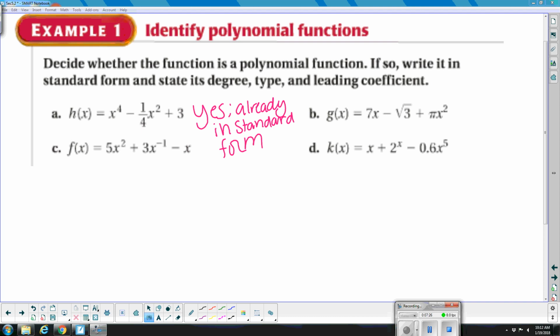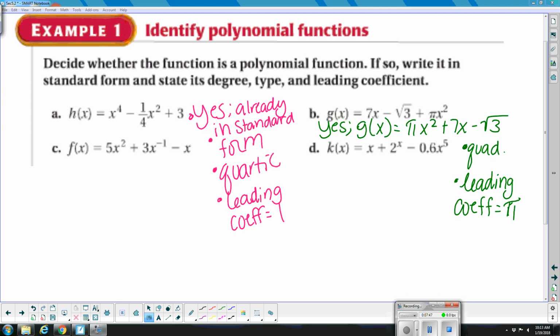The first one is a polynomial function. It's already in standard form, and it's to the power of 4, which is a quartic function, and has a leading coefficient of 1.